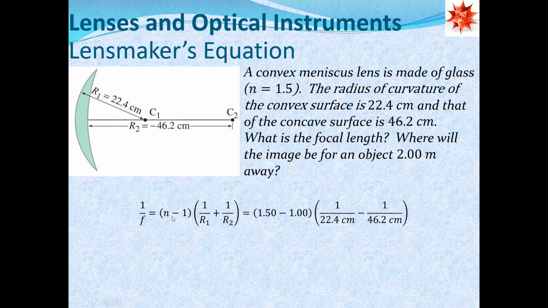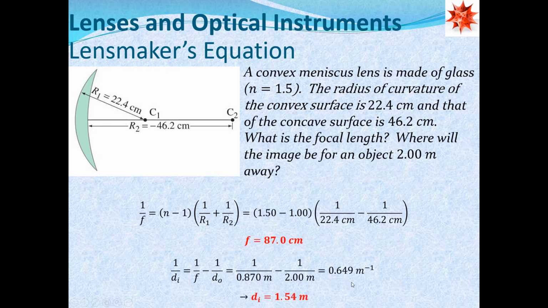We know the index of refraction for glass, and they tell us the two radii. So we plug those numbers in. We're going to have to make one of those numbers negative because of the different type of surface, like I said, how concave and convex are defined. And we get that the focal length is 87 centimeters. And then from there, we can use the lens equation, plug the numbers in, and get that the image is going to be formed 1.5 meters away from it. All right.